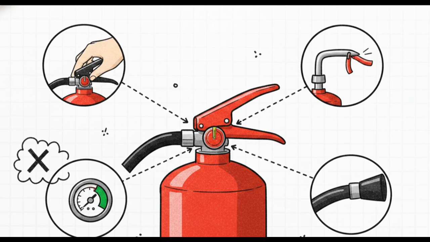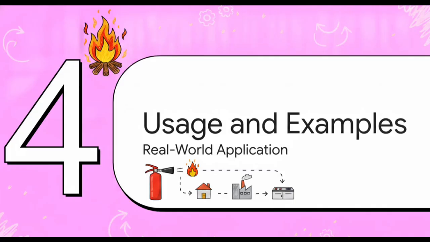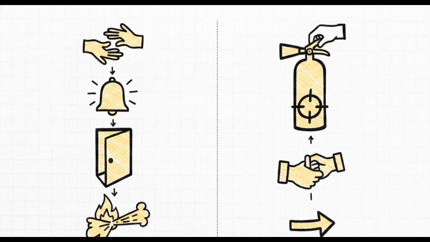Finally, that flexible discharge hose gives you the precise directional control you absolutely need when every single second counts. Which brings us to Section 4. Usage and examples. Let's look at real-world application. According to the source material, real-world usage relies heavily on 2 major operational acronyms.